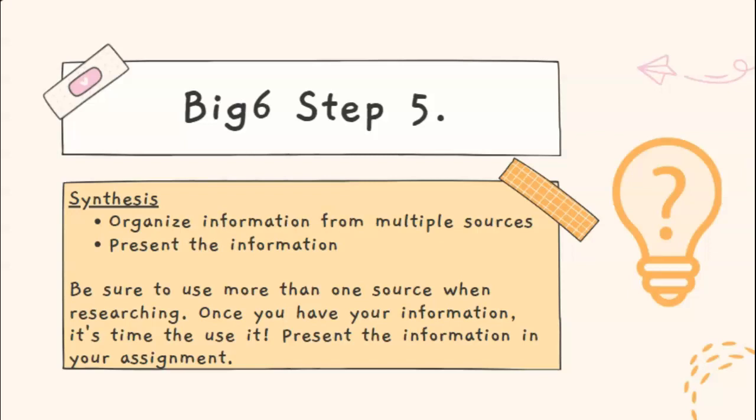Step 5 is synthesis. This is where you organize information from multiple sources and present the information. So be sure to use more than one source when researching. Once you have your information, then you've got to use it. So use this information, presenting it in your assignment. Make sure you're following the rubric as you do this.